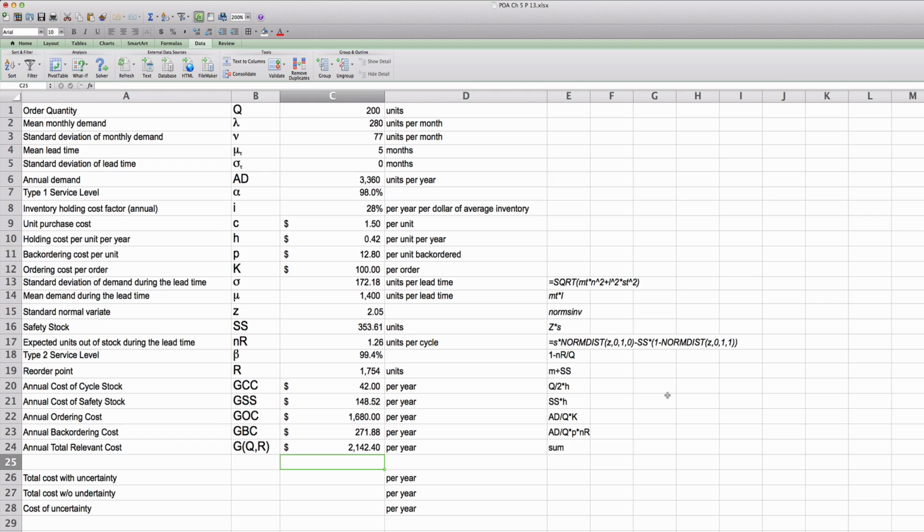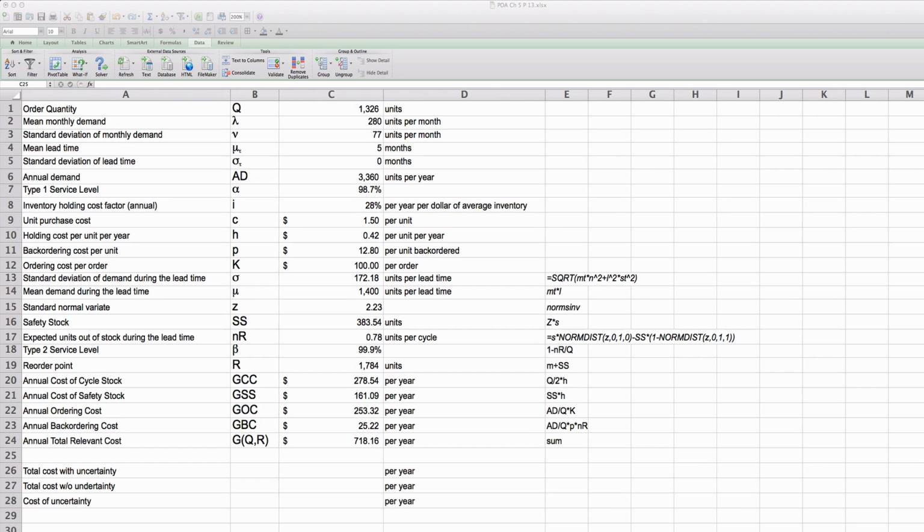This optimal solution is Q, which is 1,326, and alpha in the optimum should be 98.7%, which then implies that I would have a safety stock holding of 384 units roughly, equating to a reorder point of 1,784 and resulting in a fill rate of 99.9%. So this answers part A of question 13.